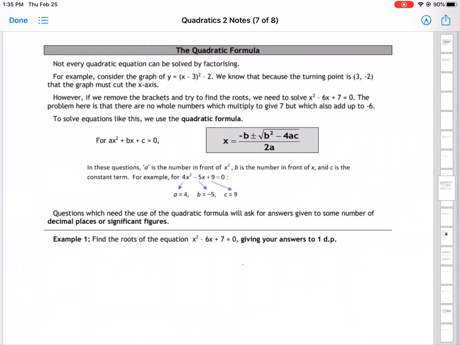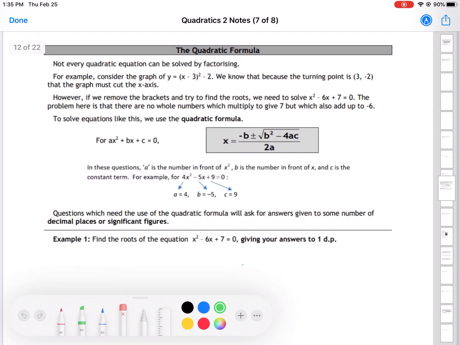Hi everyone, this video is going over the next part of the Quadratics 2 notes. This section of the notes involves the use of the quadratic formula. The quadratic formula is a formula that has been come up with. It is a formula that is given to you in the formula sheet, so you do not have to remember it.